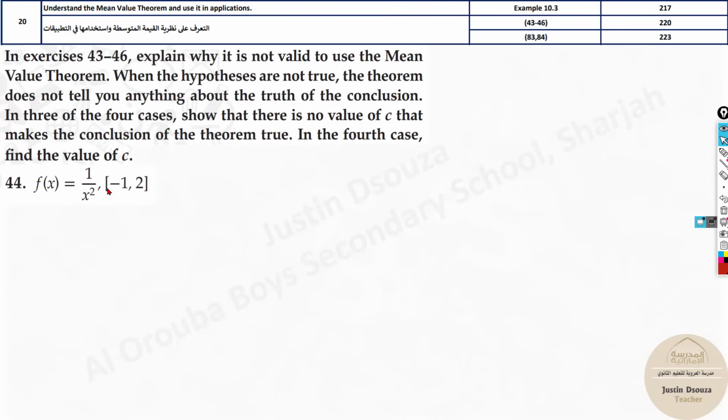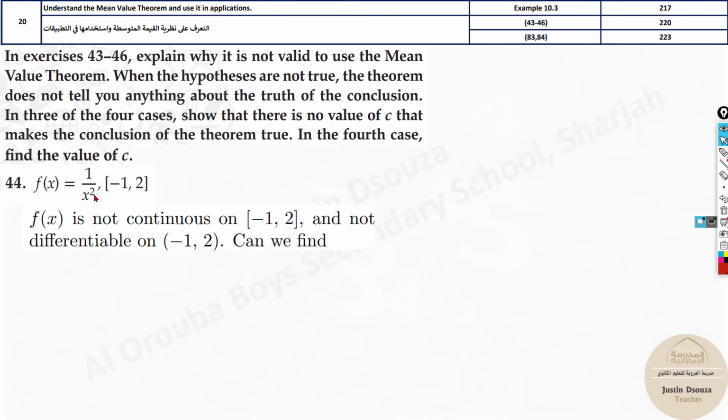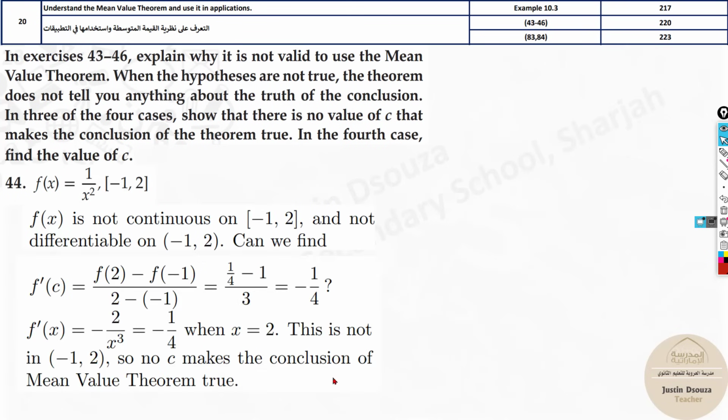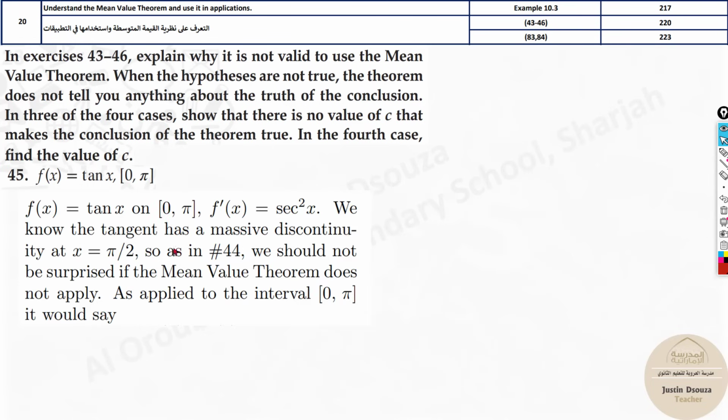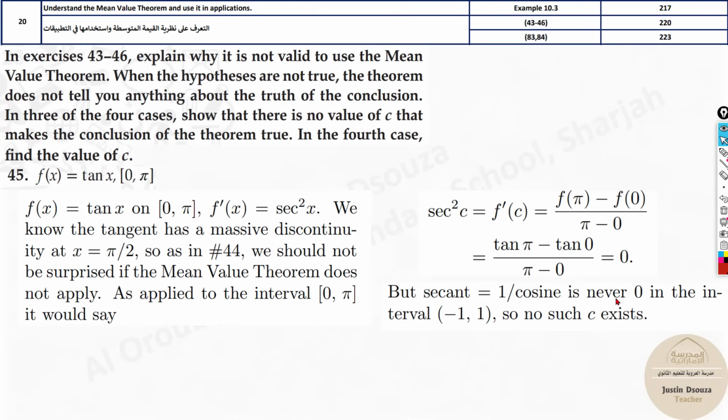Here, now again over here, x squared, does it exist? No, it's not continuous and not differentiable. That's it. Even if you do, you will get an error. Over here, tan x is 0 to pi. At pi by 2, that is half of pi, it has an asymptote, right? So basically there's a discontinuity. So it's not possible over here also. Because at pi by 2, there is a discontinuity. So no, it does not exist, because it'll be undefined when you solve over here.